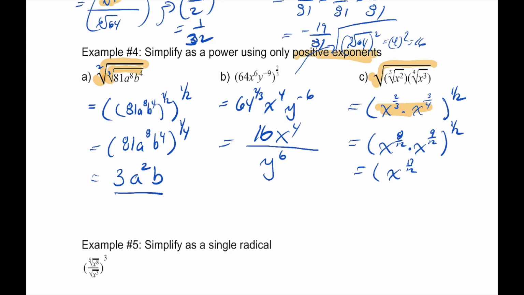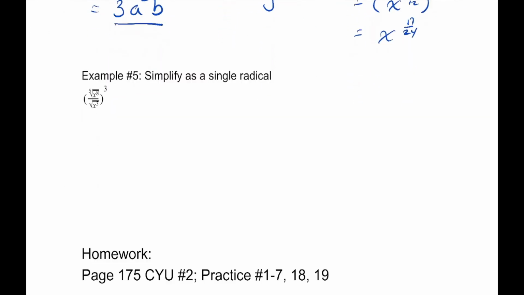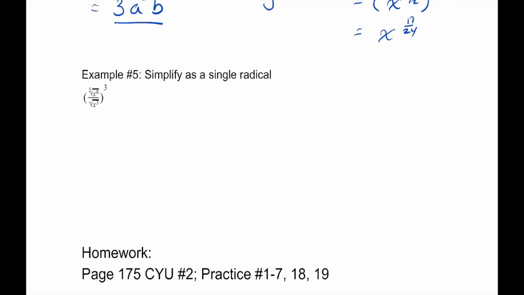Let me write that a little better. x to the power of 17 over 12, all to the power of a half. Well, 17 over 12 times a half is just going to be 17 over 24. So that's our final answer there. I think this is the last example. Simplify as a single radical. So here we're going the other way around.